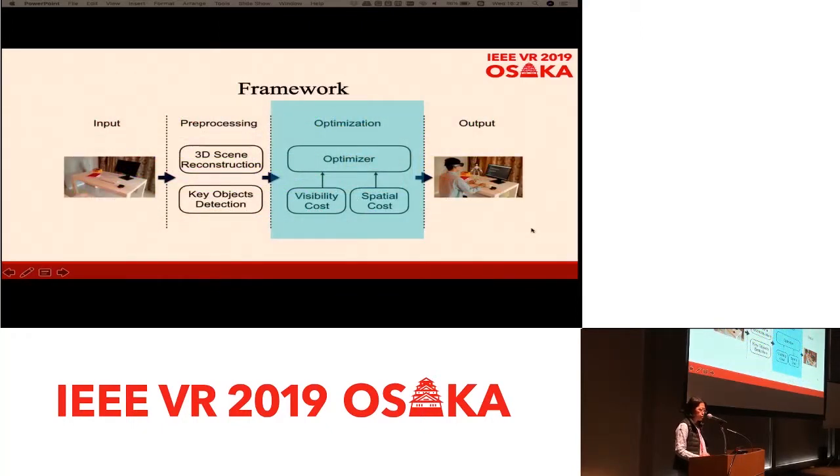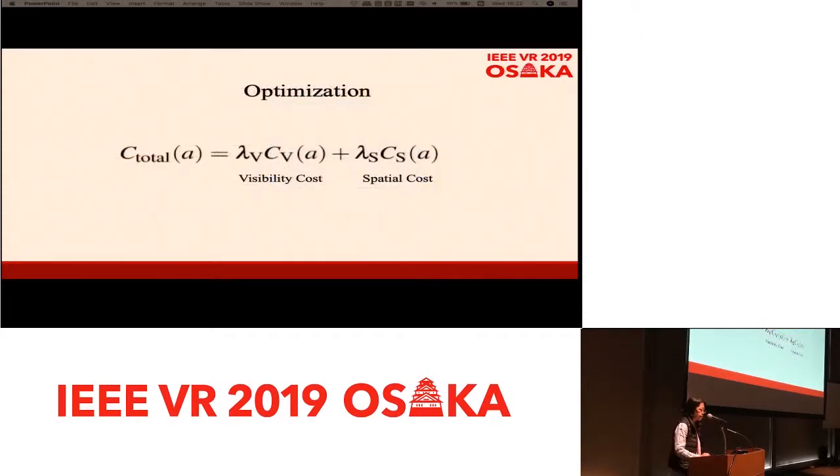Then we solve the problem of positioning the virtual agent by an optimization process. We design an optimizer for an optimal configuration search, which is driven by the semantics of the scene, including visibility and spatial information. Here is the cost function. The visibility cost ensures that the virtual agent will not occlude the key objects. If the occlusion happens, the visibility cost will increase. The spatial cost here models users' conventional choices, including the relative distance and orientation of the virtual agent to the user.